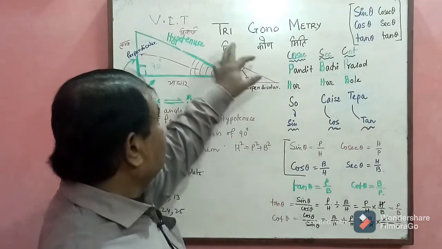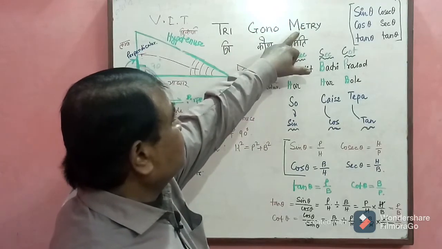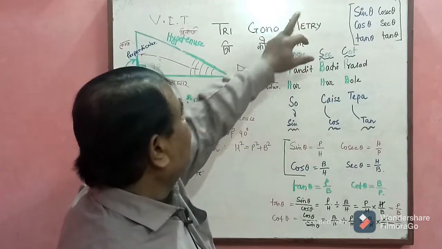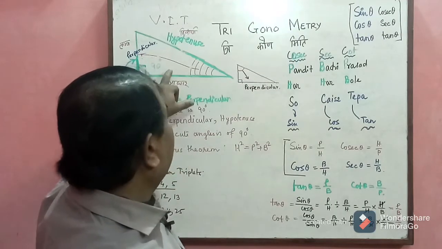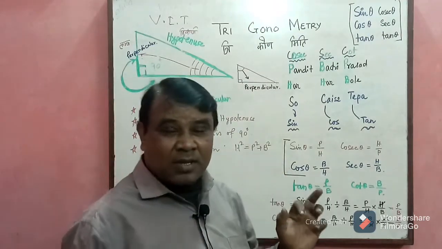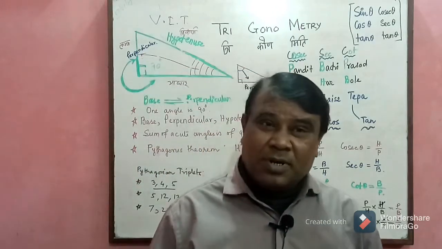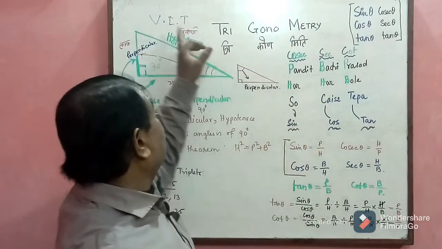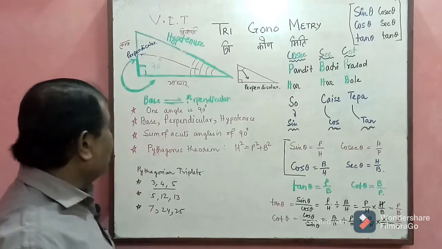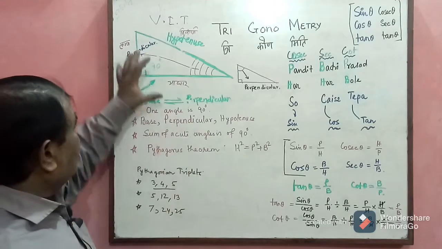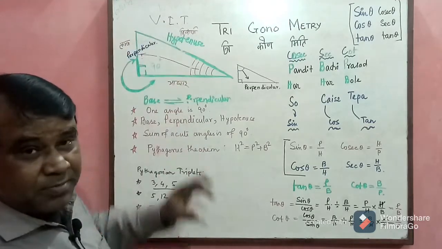Trigonometry is the measurement of three angles of a right angle triangle. Right angle triangle, it's a very important triangle, VIT, as I say. Here we have to know right angle triangle well to know trigonometry.